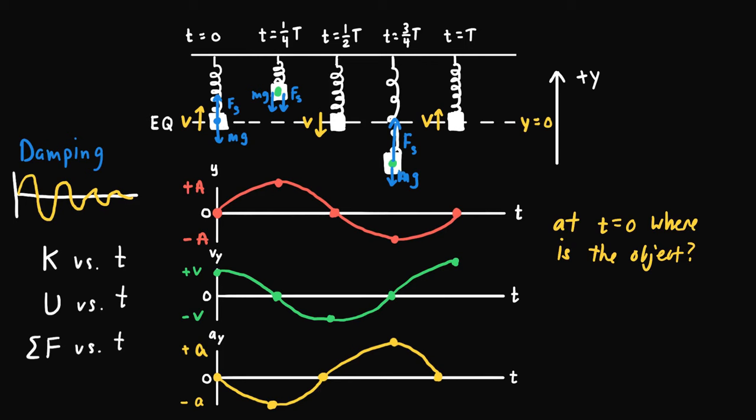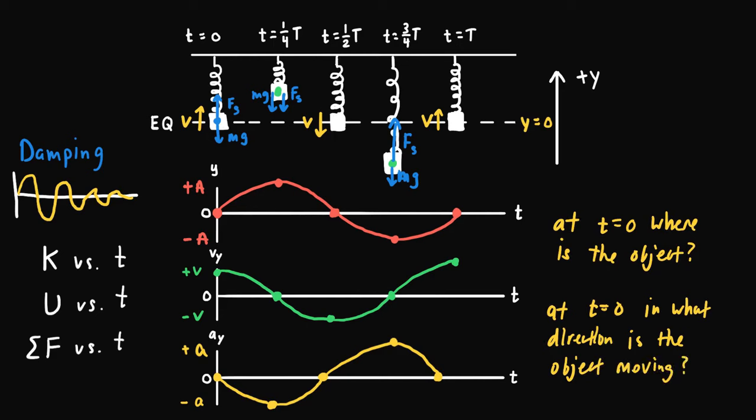Another question that's important is at t equals 0, in what direction is the object moving? If you don't know what direction it's moving to begin with, then you can't start moving your line on any of these graphs in the positive or negative direction. So it's critical that we know not only where does it start, but in which direction is it moving when we start making our graphs.